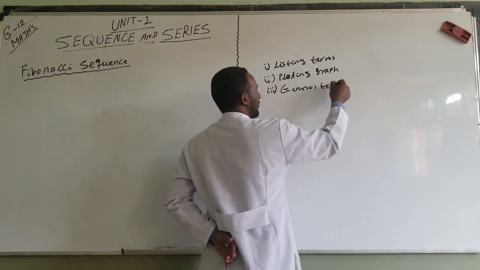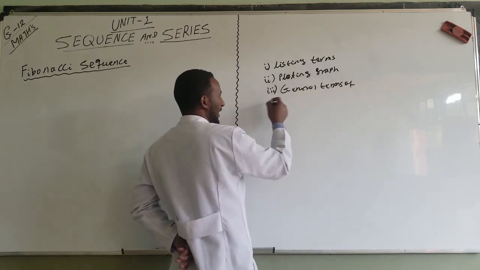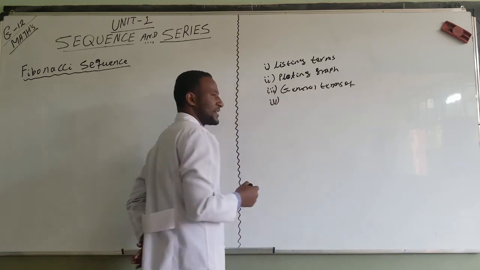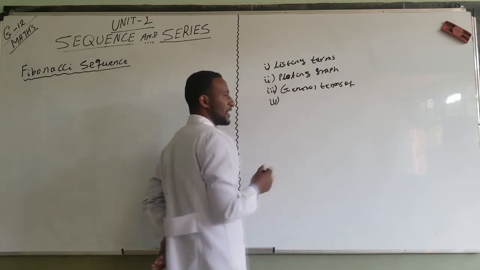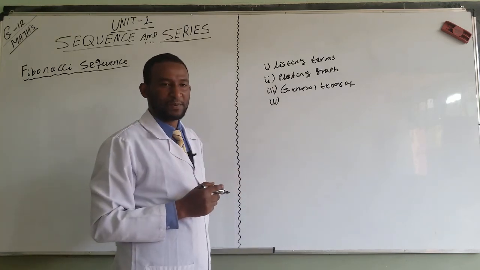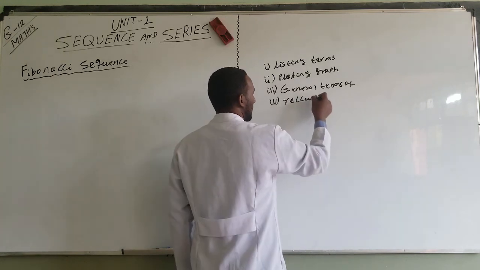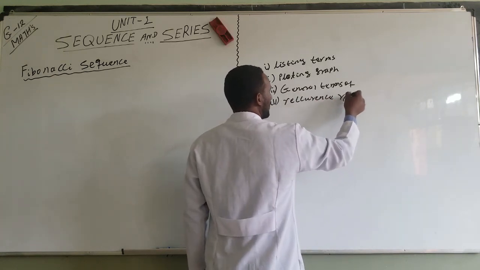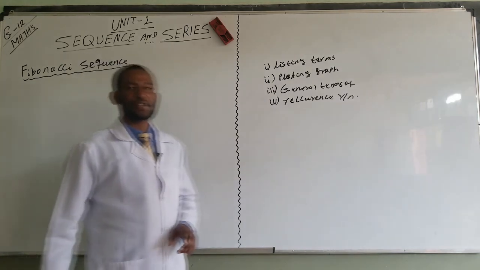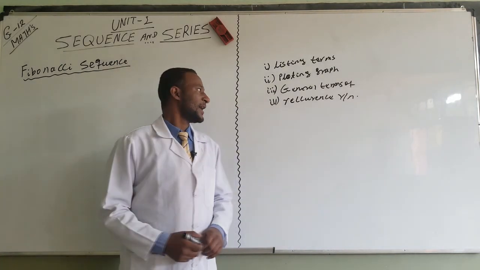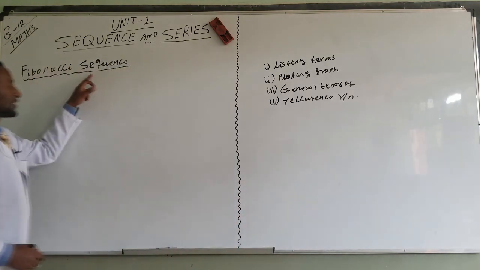The third one is by general term of sequence. And the last one is by finding the recurrence relation, or we can describe the sequence by recurrence relation. The best example of a sequence described by recurrence relation is the Fibonacci sequence.